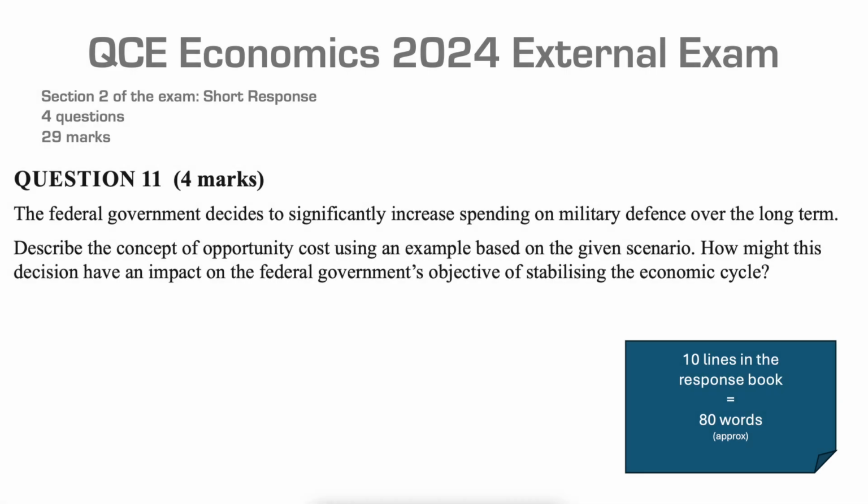In this video, I'll be breaking down one of the short response questions from the Queensland QCE Economics 2024 External Exam. There were 4 questions in this section for a total of 29 marks. The first question I'll be looking at is question 11, which is worth 4 of those marks. In the response book, you were given about 10 lines to write your response, which equals about 80 words.